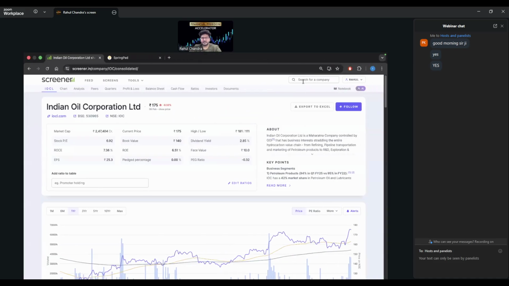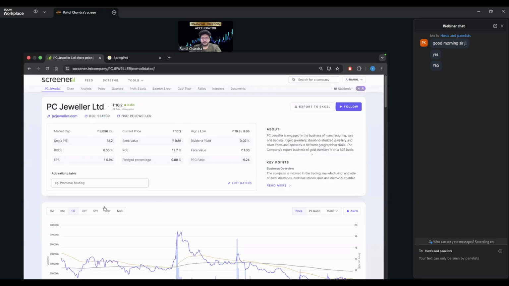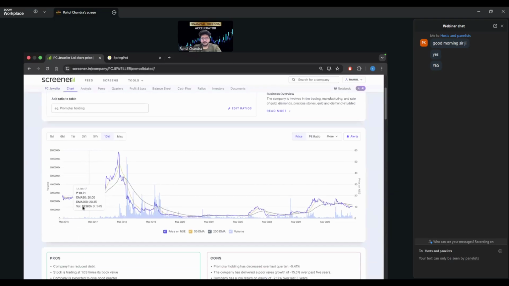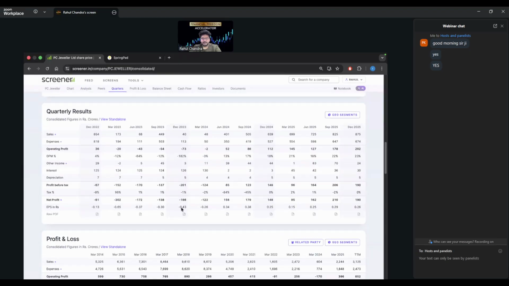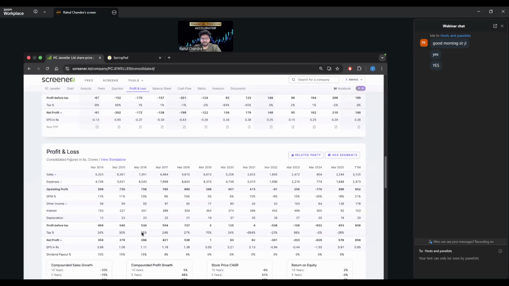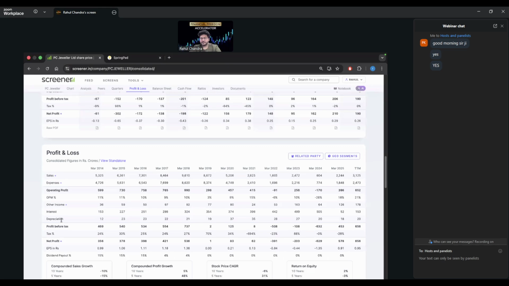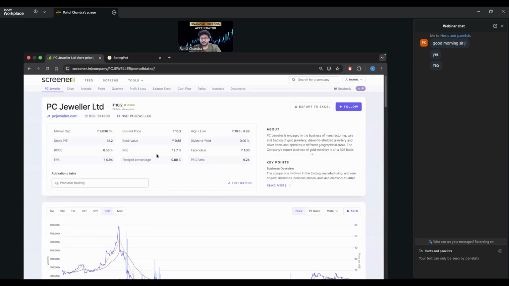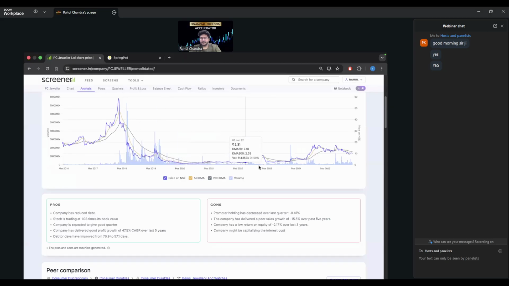Let's look at an example. PC Jewelers, right? Stock price peaking, and then nothing. Okay, let's look at it. Profitable, and all of a sudden, single digit profits to losses. What happened to the stock price in this period? Dead, nothing. The moment it started recovering and back into profitability, then we saw the upside. Got it?